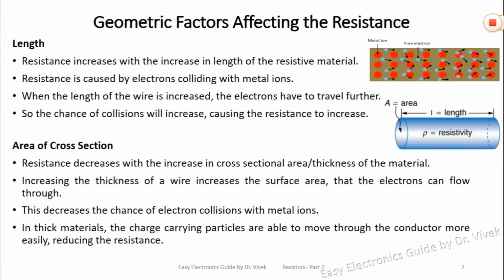Also, R will decrease with increase in cross-sectional area or the thickness. As the thickness is increased, the surface area that the electrons can flow through will increase. So the chances of collisions will decrease and the resistance will decrease.